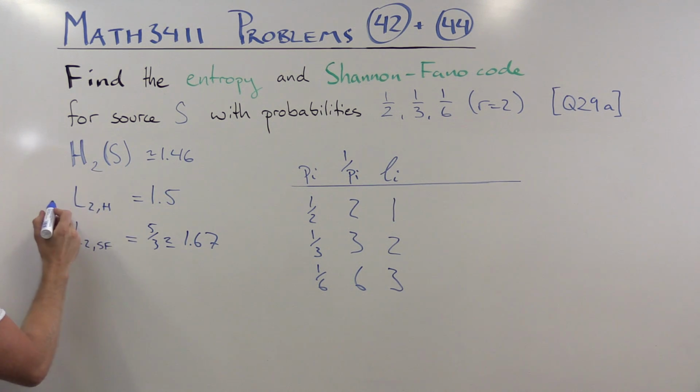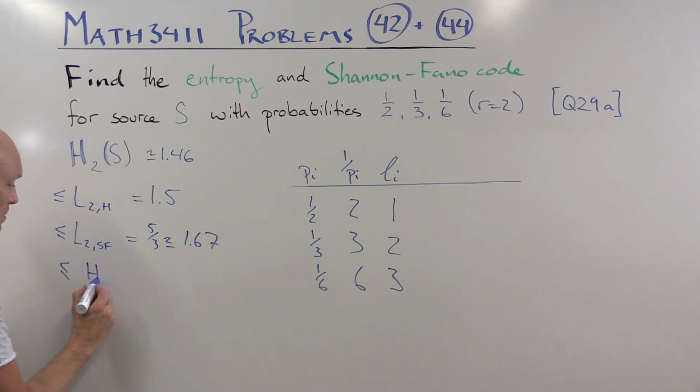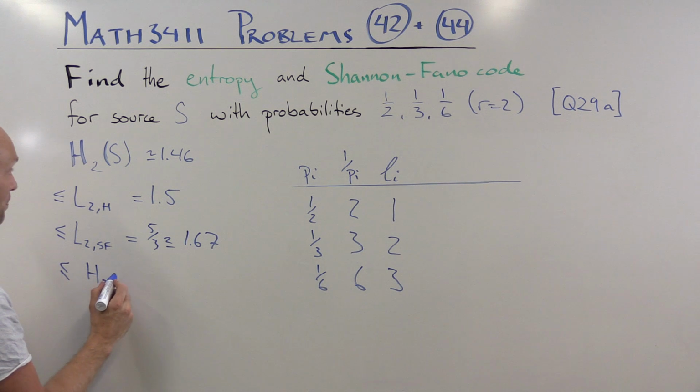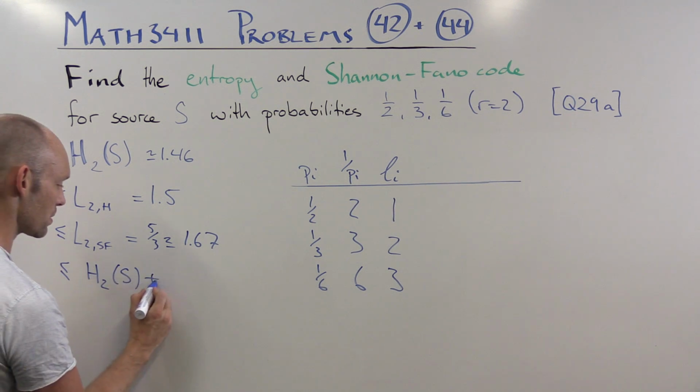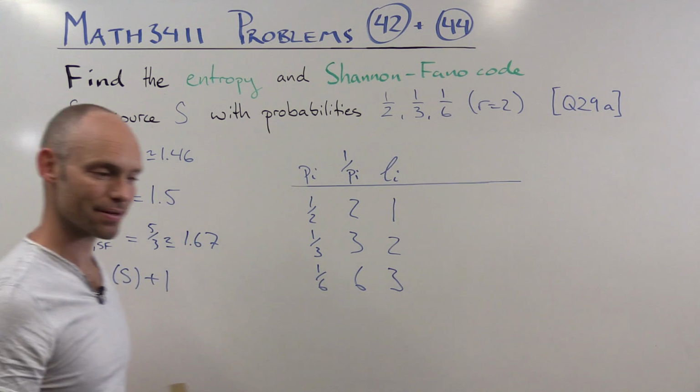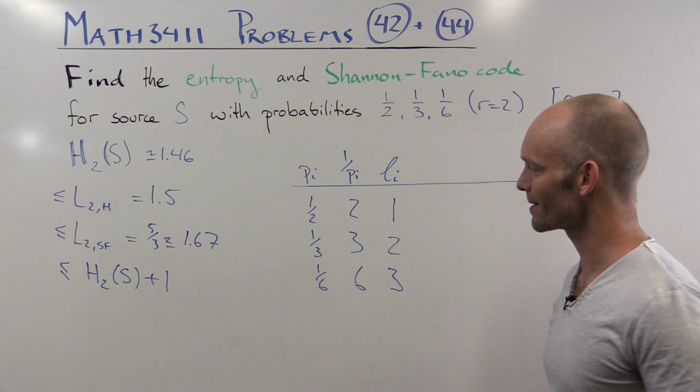So we've got a sequence of inequalities, and of course these are strict, but we can write them up. And these are all going to be also less than or equal to the same entropy plus 1. And that's one of the theorems that we saw in chapter 3.